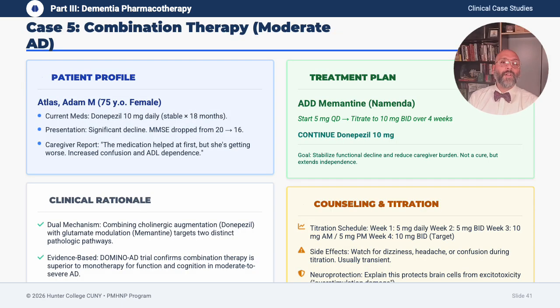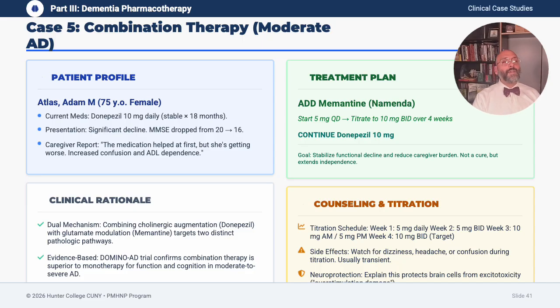Now, this case illustrates when and why we escalate combination therapy in Alzheimer's. So if a 75-year-old patient who has been stable on donepezil 10 milligrams daily for about 18 months now shows a clear progression, her mini-mental status dropped from 20 to 16, and the caregiver is reporting increased confusion and dependence in activities of daily living. So this is a classic inflection point.